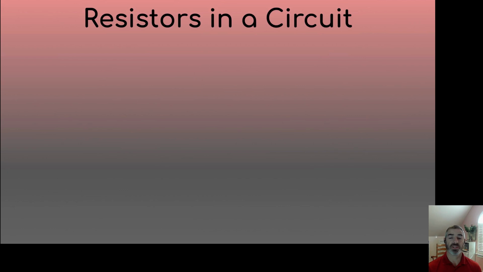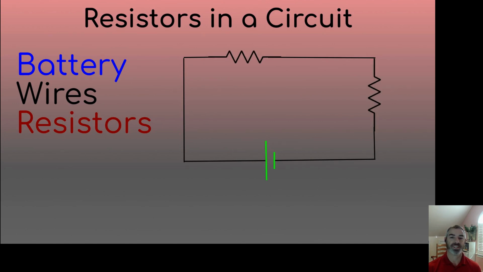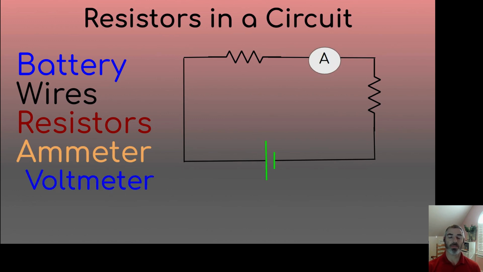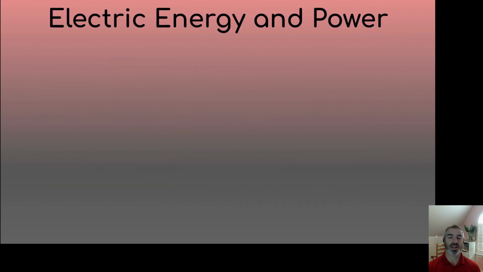Now let's look at resistors in a circuit and schematic diagrams of a simple circuit. We know a battery is a long line and a short line. The wires are straight lines and right angles. The resistors are zigzag lines set up within that circuit. An ammeter is just a circle with an A in it, set up in series. And a voltmeter is set up in parallel along a resistor or a battery to measure the potential difference across that resistor or battery.